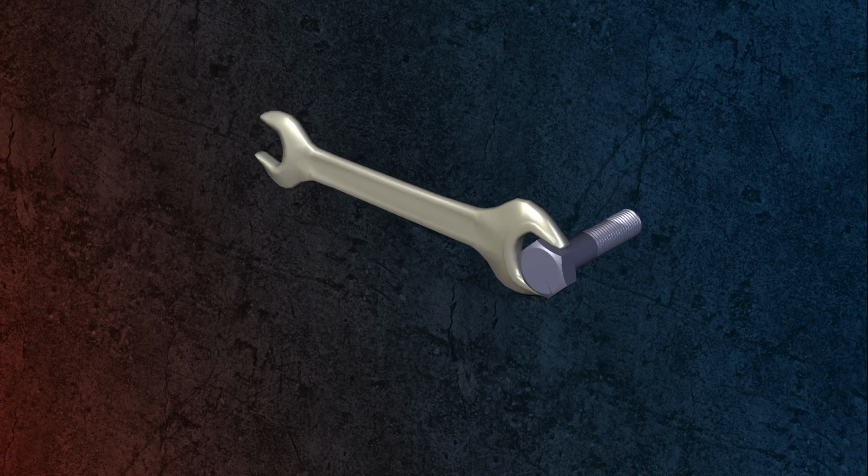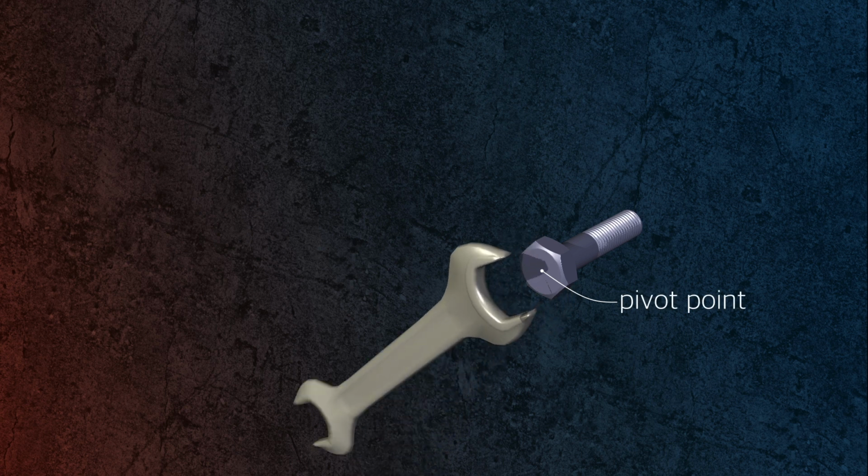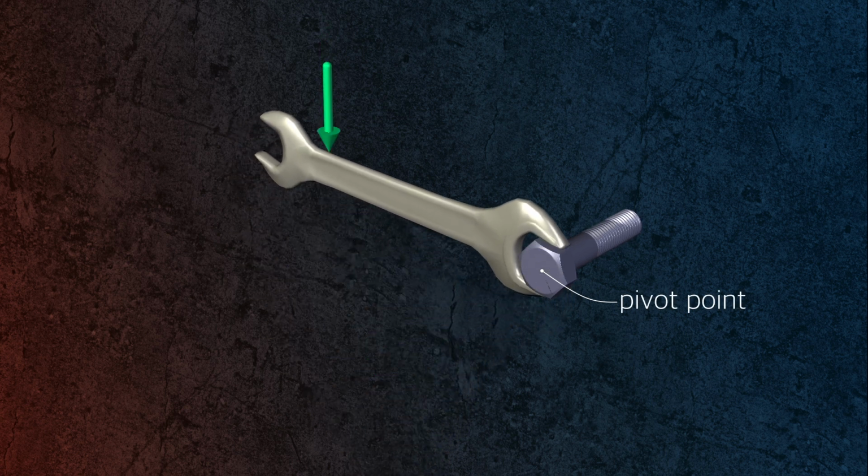When tightening a bolt using a spanner, we usually apply a perpendicular force at the far end of the handle. As a result, the spanner rotates around the center of the bolt, which acts as a pivot point, turning the bolt along with it. This rotational tendency exerted to the bolt is called a moment, or sometimes referred to as torque.